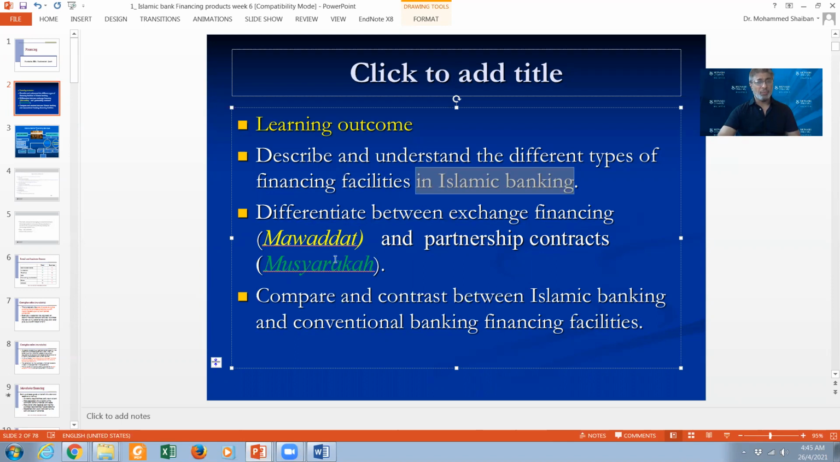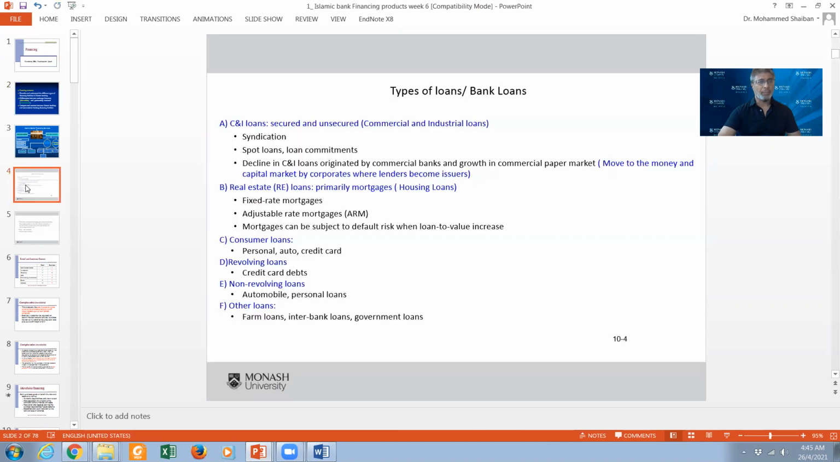And as we progress, we will try to compare and contrast the financing facilities of Islamic banking and commercial banking. This should be clear to you, even if you are not a banker, since you have probably used or heard about those financing facilities in banks, which are actually the loans or the credit cards.